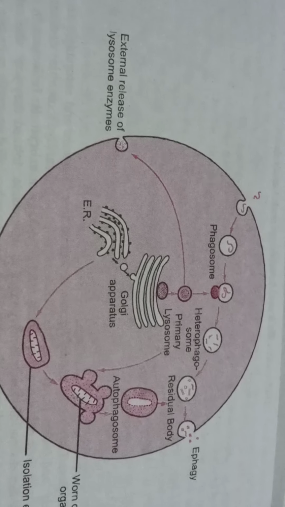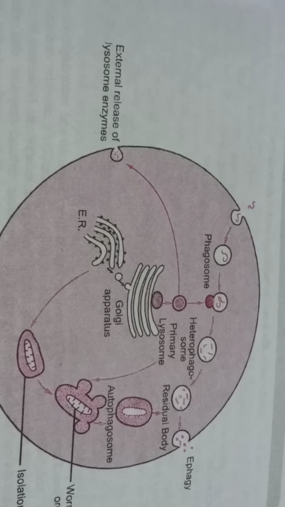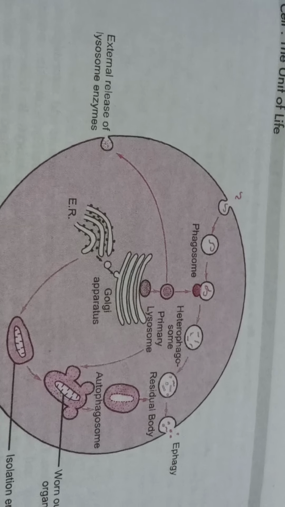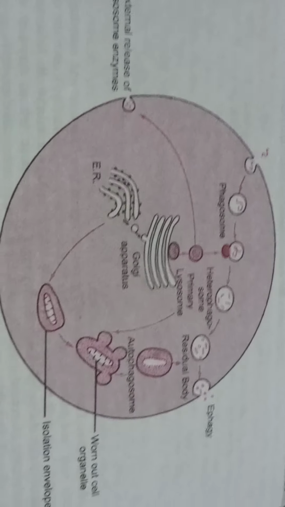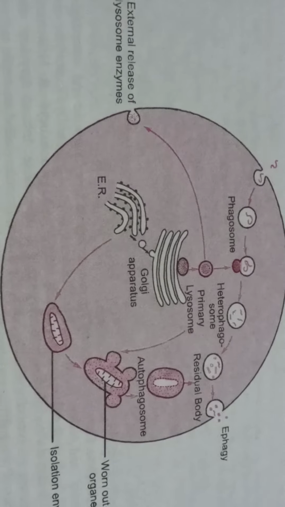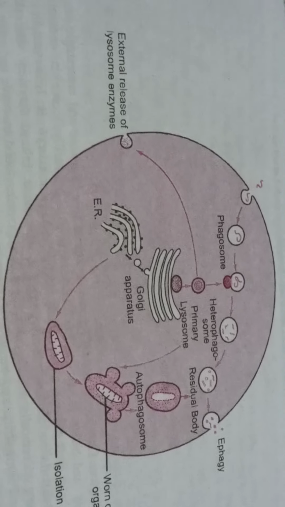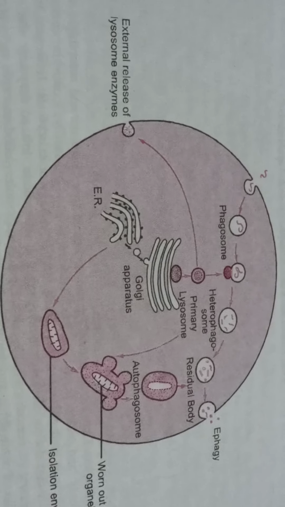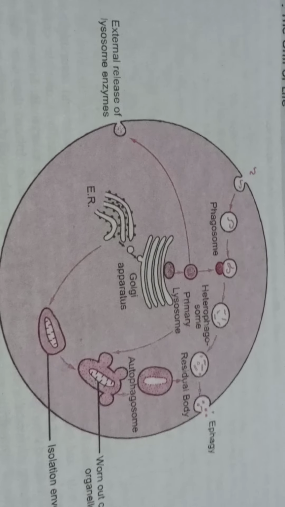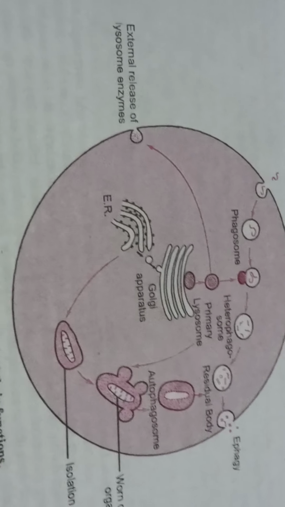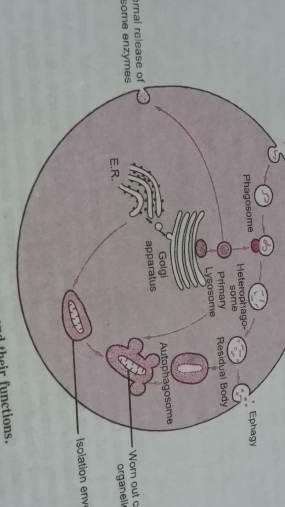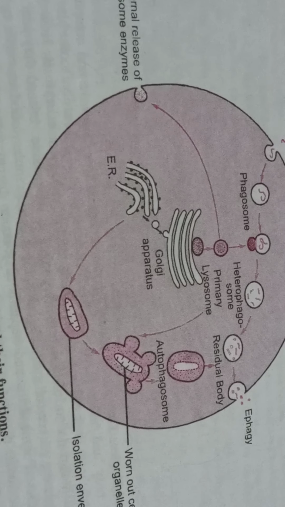And sometimes what happens, due to the presence of a large number of digestive enzymes and acid hydrolases, they themselves get digested due to the excess of digestive enzymes. That's why we call them the suicide bags. Now, when we go through the lysosome structure, we come across a term that is polymorphism. That means the lysosome has different morphological forms, for which it is known as polymorphism.